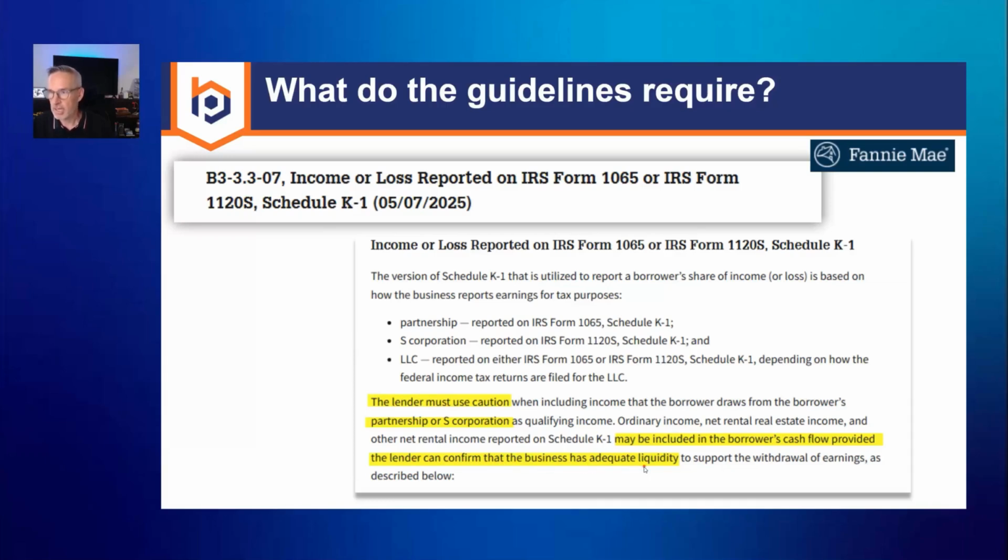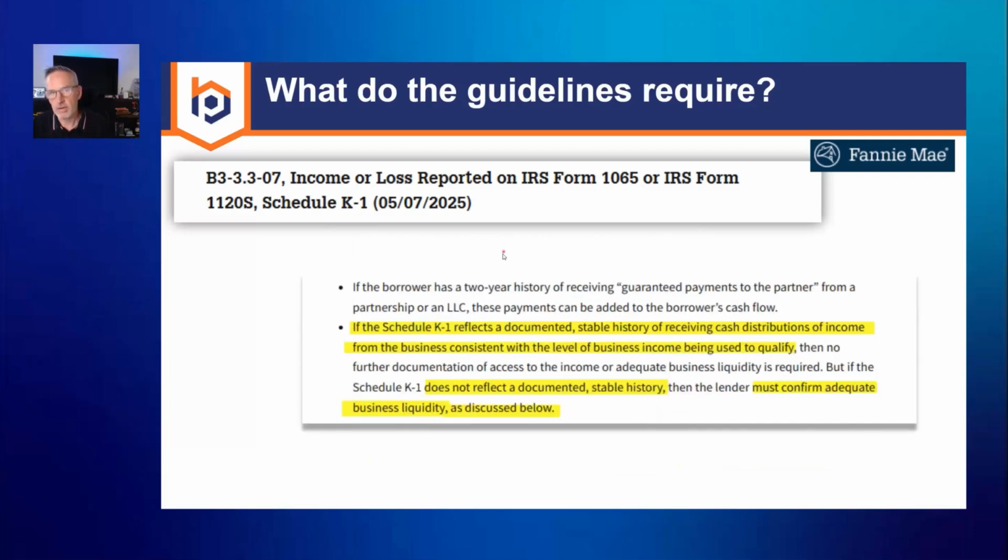They use this word generically. Now, there's a couple different ways you check liquidity, and we're going to talk about those, but they're saying you can confirm, not if you want to, not if you feel like it. You must do these things. Now they describe it in the paragraphs below. So I go down a little bit, and what does it say you can do? On the K1, if you have cash distributions consistent with the business income being used to qualify, then nothing further is needed about access or adequate liquidity; you're past it.